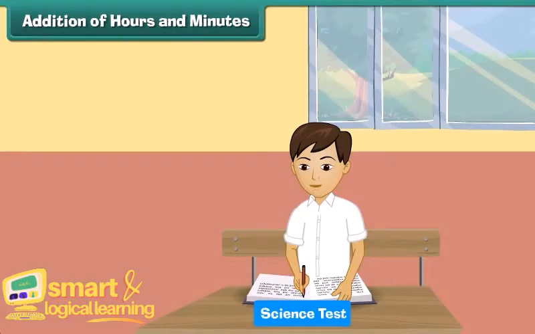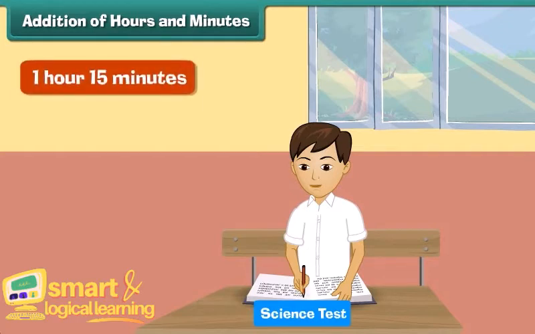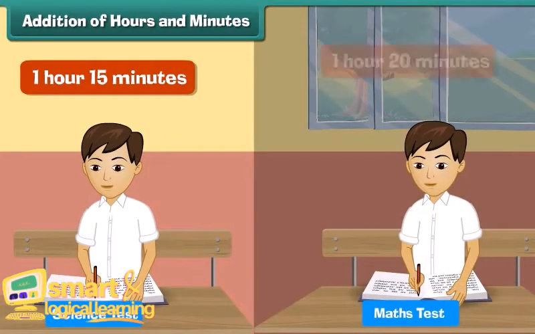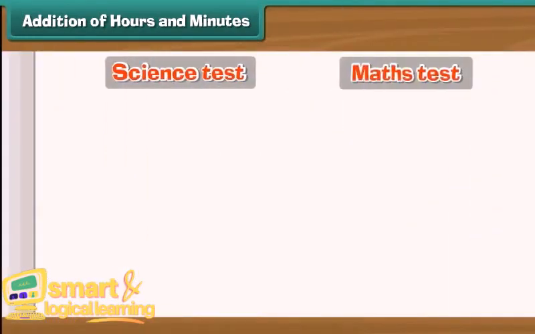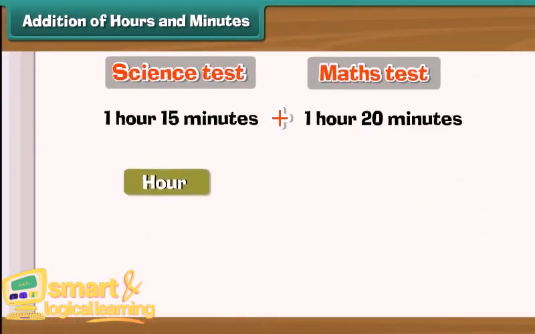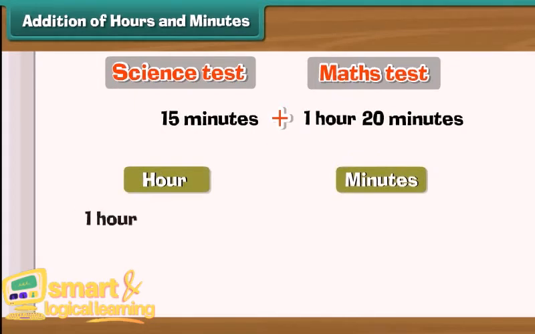Addition of hours and minutes. Let us now learn to add 2 times. Raju completes his science test in 1 hour 15 minutes and his maths test in 1 hour 20 minutes. What is the total time taken by Raju to write the 2 tests?